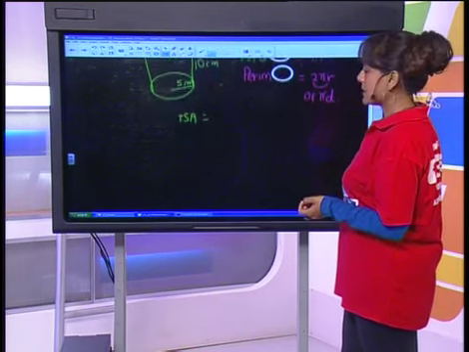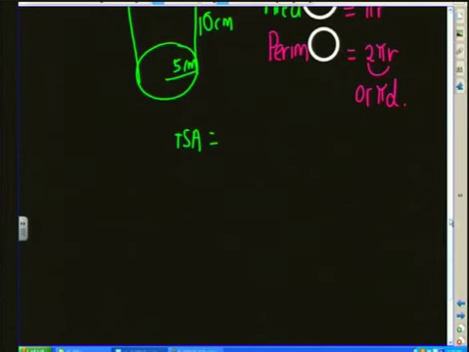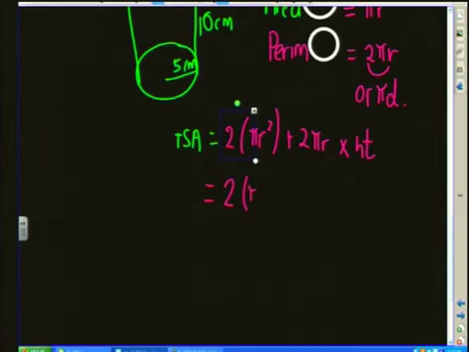Now I can use my formula: total surface area is 2 times the area of the base. So it's 2 times the area of a circle, pi r squared, plus the perimeter of the base, which is 2 pi r, and then we multiply that by the height. It's now just a matter of plugging in. It's going to be 2 pi times 5 squared, plus 2 pi times the radius, which is 5, times the height of the shape, which is 10.